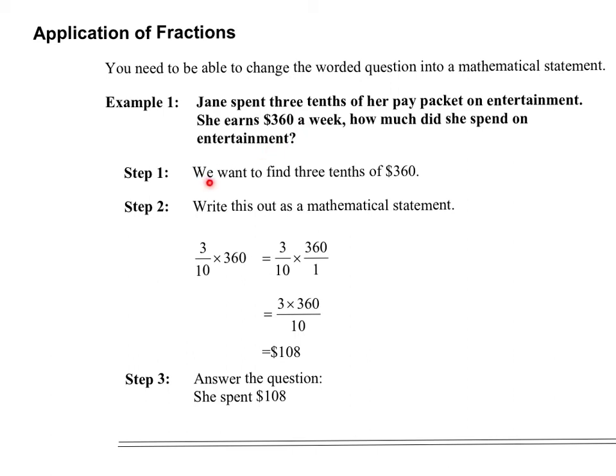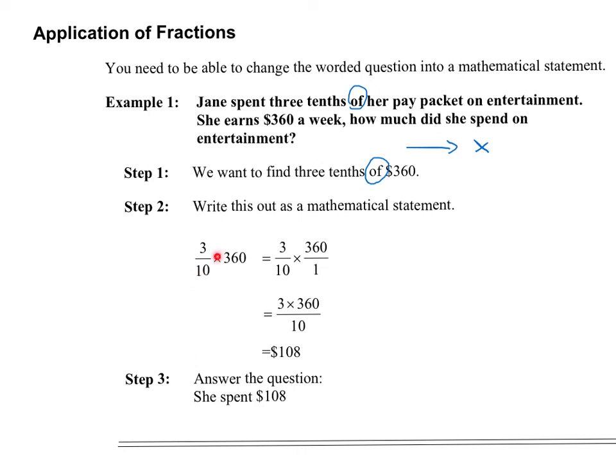So what we really want to find here is 3/10 of $360. Now remember, when we first introduced multiplication, we said that if you had the word of, which occurs there, but also back here, Jane spent 3/10 of her pay packet. Her pay packet was $360, so we want to find 3/10 of $360. Of meant to multiply. So this is a fraction multiplication.